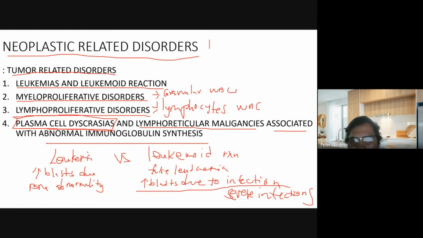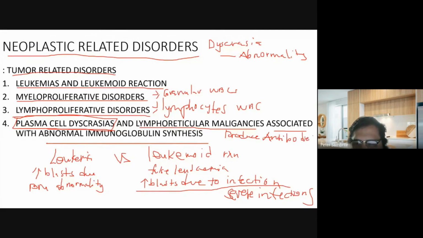Now, whenever you would hear the word dyscrasia class, this would refer to abnormality. And here we have your plasma cell abnormality. Basically, kapag ang plasma cell nyo is abnormal, remember the function of your plasma cell is to produce antibodies. And when you have plasma cell dyscrasia, you would have abnormal production of antibodies.